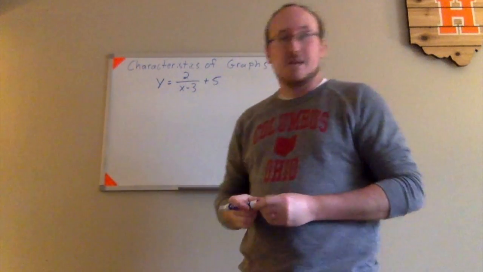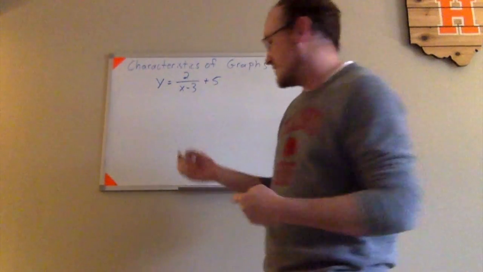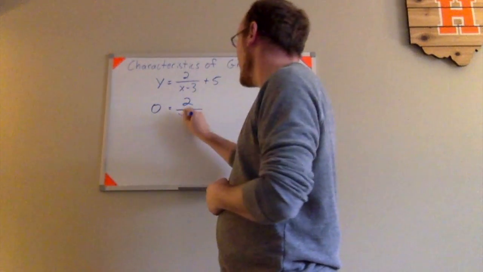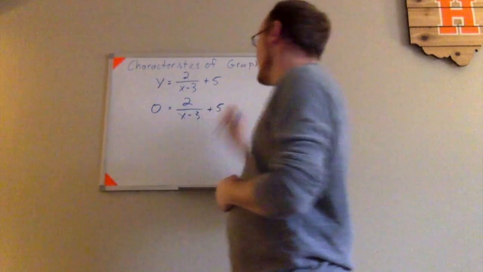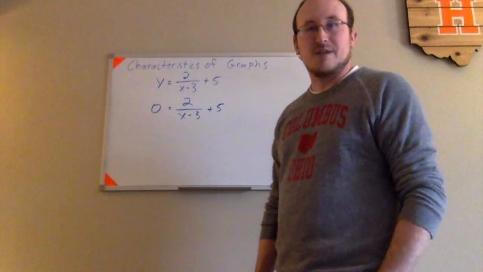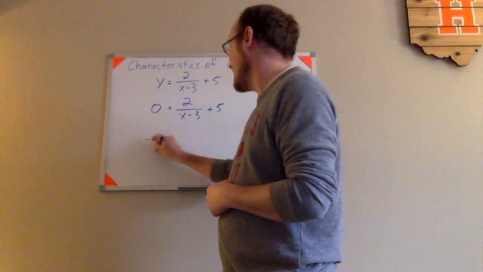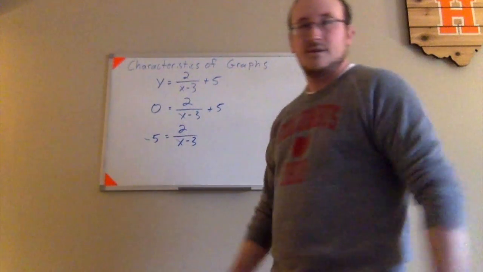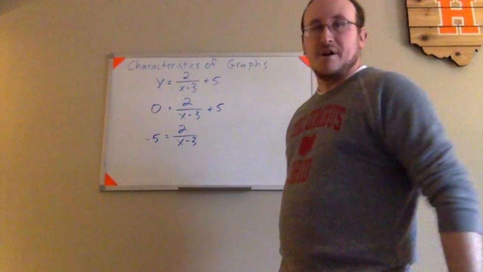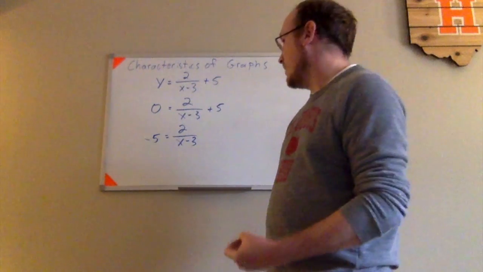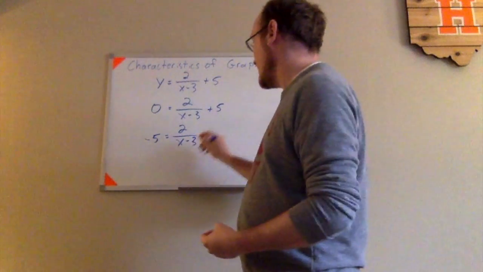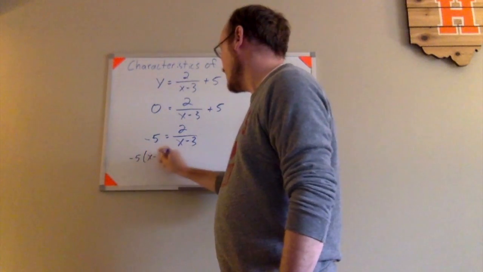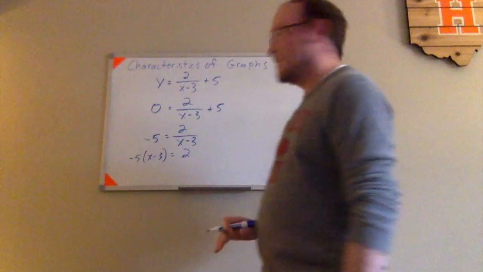Starting with the x-intercepts, I'll go ahead and plug 0 in for y and solve for x. So I will have 0 equals 2 divided by x minus 3, plus 5. The first thing I'll do is subtract 5 on both sides of the equation to get negative 5 equals 2 over x minus 3. At this point, I need to get the variable off the bottom, so I need to multiply both sides by x minus 3. That would cancel out on this side, and I need to have over here the negative 5 being multiplied by x minus 3. That would just leave me with 2 on this side.